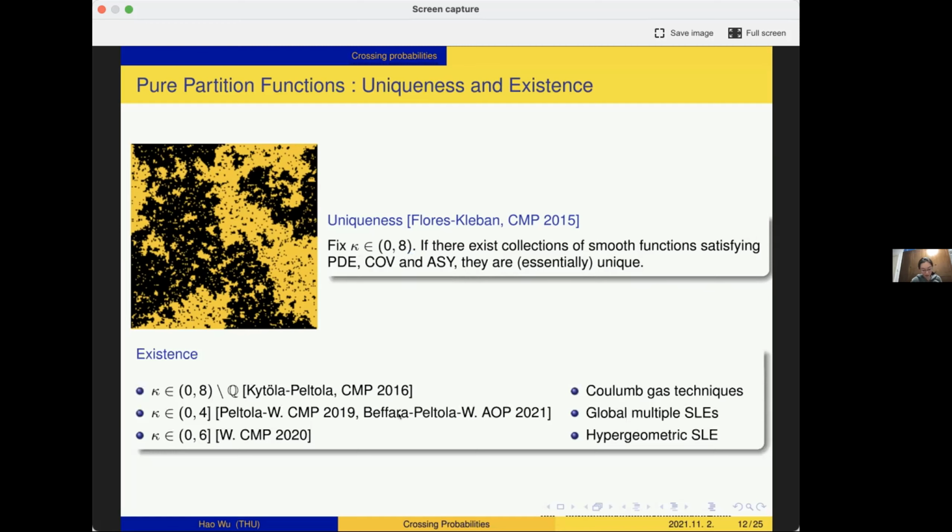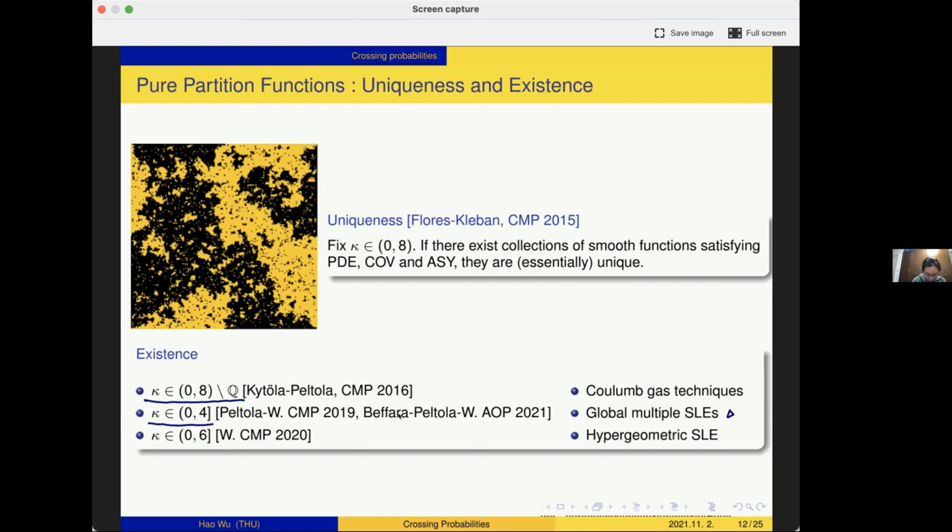And then here is a summary of the conclusions for existence. First, Kytölä and Peltola proved in 2016 that for irrational kappa, they construct functions satisfying the 3 properties. The tool they used in their construction is called the Coulomb gas technique. Later, in a joint work between me, Peltola, and Vincent Feuillet, we proved that for kappa between 0 and 4, we can also construct such functions. The tool we use there is called global multiple SLEs.